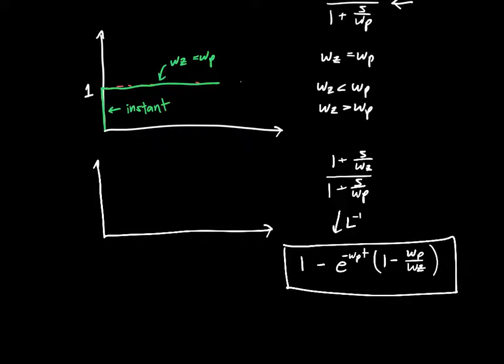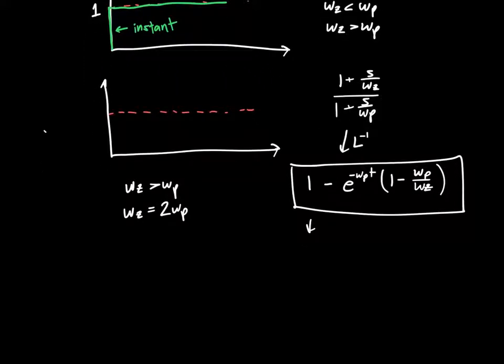And I'm going to plot it out for omega z not equal to omega p to make this much more clear. So let's say that omega z is greater than omega p. What do you guys want? Let's say it's twice omega p. Then this reduces to 1 minus e to the minus omega p t, times 1 minus omega p over omega z, which is 1 minus 1 half, or that's just 1 half.